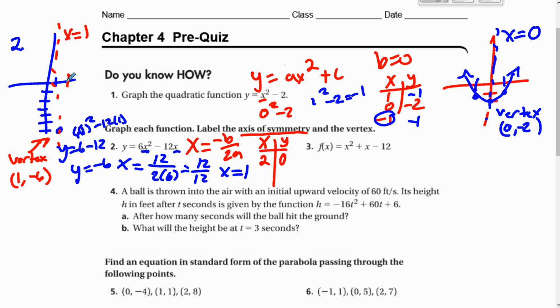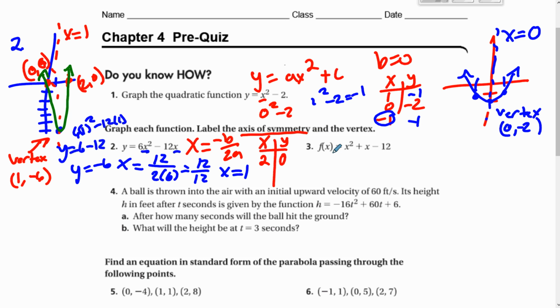So then at this point, 2, 0, I can fold it over that line. At 0, 0, I'll also have a point, right? 0, 0. And now I can graph my parabola. Remember, it's U-shaped, even though this kind of looks like a B.